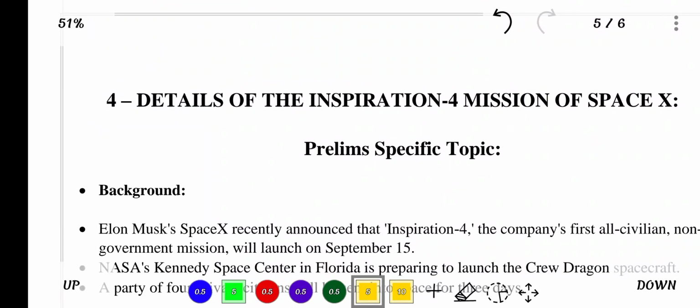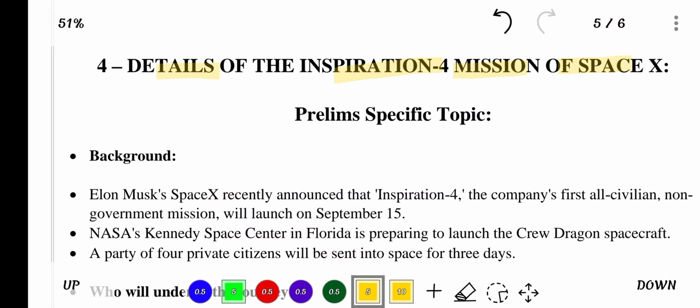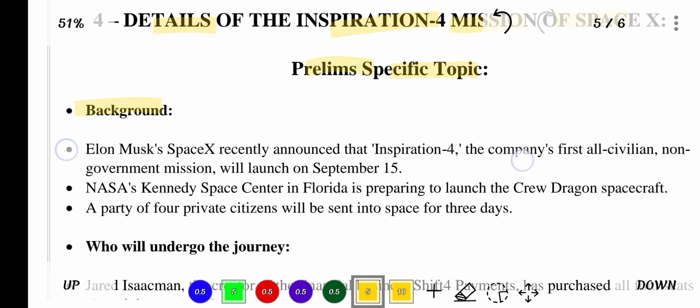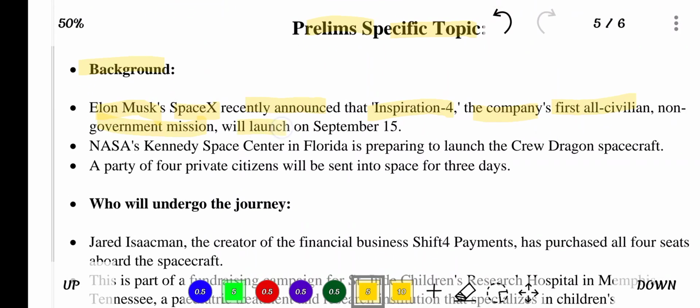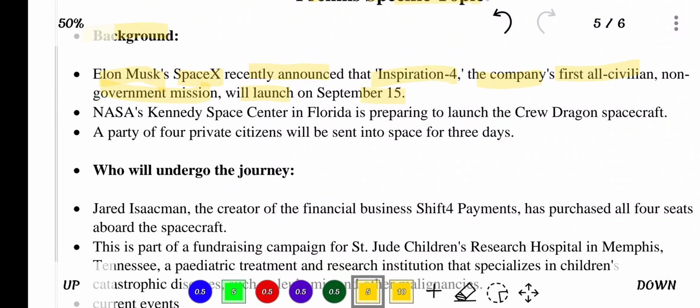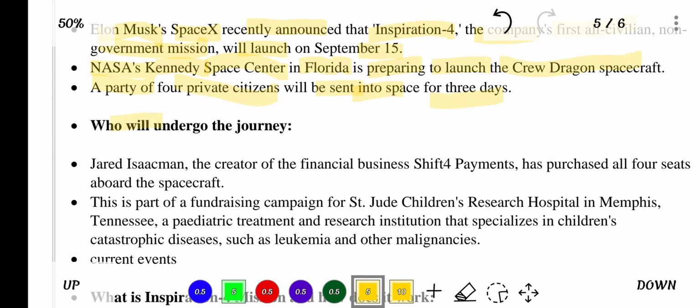So the next topic in news is details of the Inspiration 4 mission of SpaceX. So it is a prelims specific topic. So background: Elon Musk's SpaceX recently announced that Inspiration 4, the company's first all-civilian non-government mission, will launch on September 15, 2021. NASA's Kennedy Space Center in Florida is preparing to launch the Crew Dragon spacecraft. A party of 4 private citizens will be sent into space for 3 days.